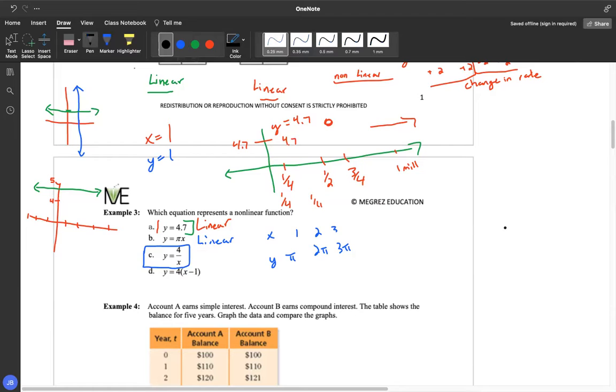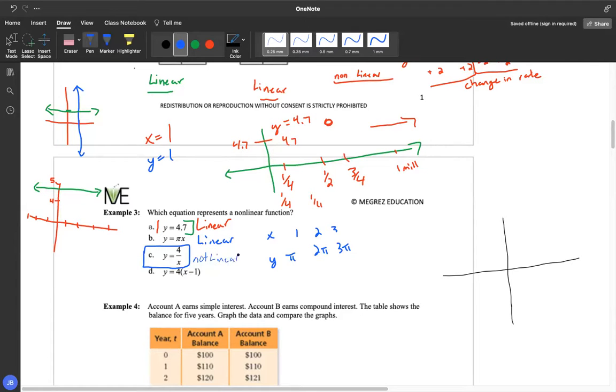Here's what it looks like. It comes straight down. Here's our X and Y. X times Y is 4, right? So X times Y is 4. That's right, I don't think that's linear. So it's not linear. You're exactly right. This is not linear.